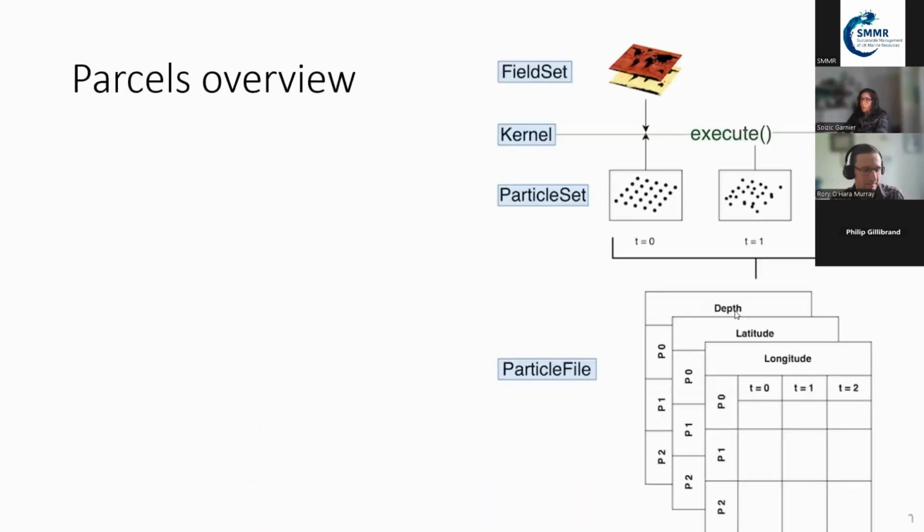So I thought before going into the code, I would give a simple overview of how the script needs to be built in order to run a simulation with Parcels. You have 4 main components: FieldSet, Kernel, ParticleSet, and execution on a ParticleFile, that I will detail right now.